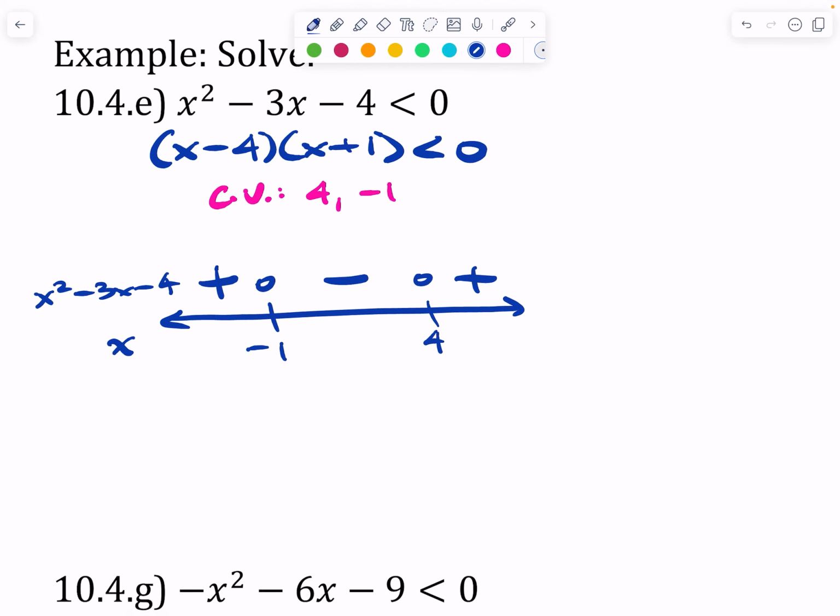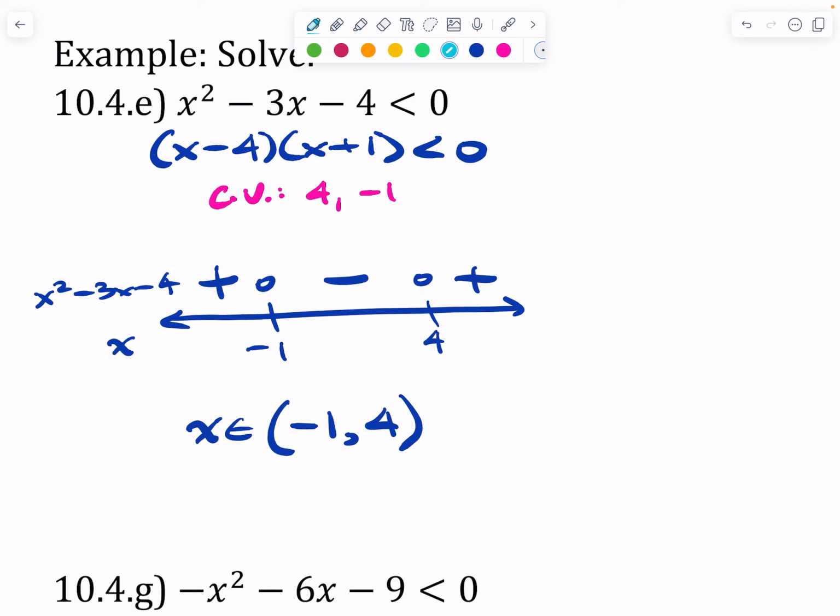And solving that inequality, we are looking for where that expression is less than 0. Less than 0 means negative, and that's right here. So we know it's negative over the interval that goes from negative 1 to 4. Do we include the negative 1 and the 4? Let's check. This inequality is a strict inequality, so it's not inclusive. We cannot include the boundary points. So we use round brackets.